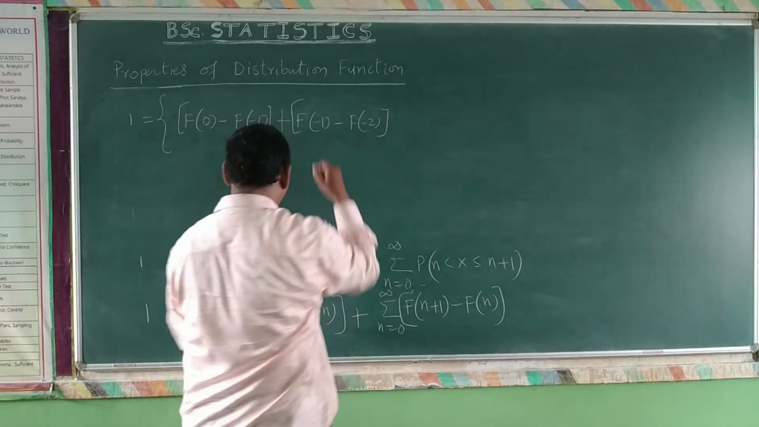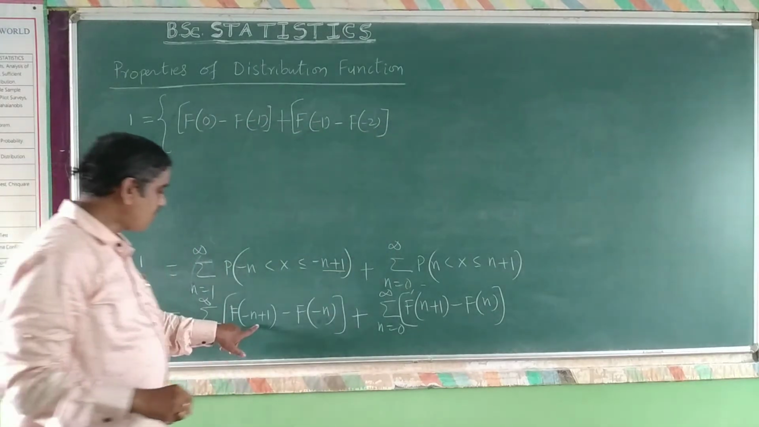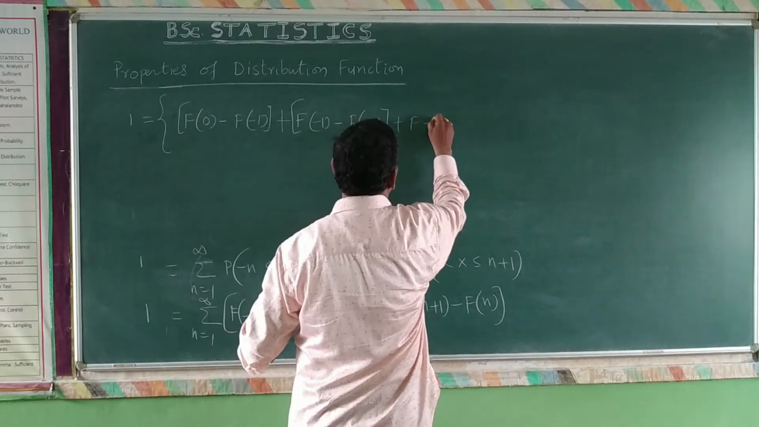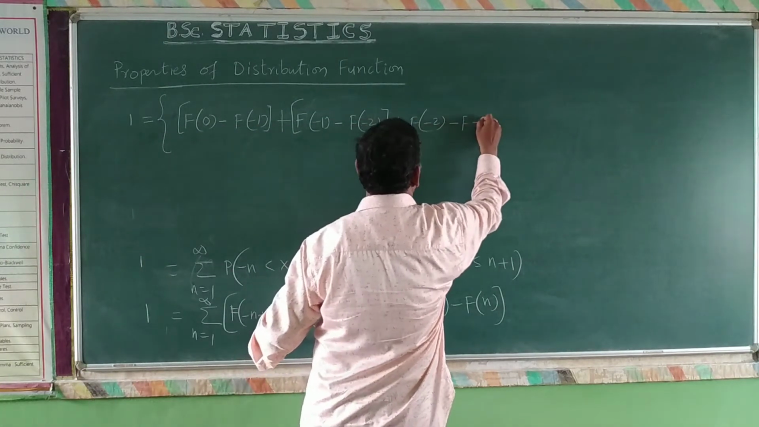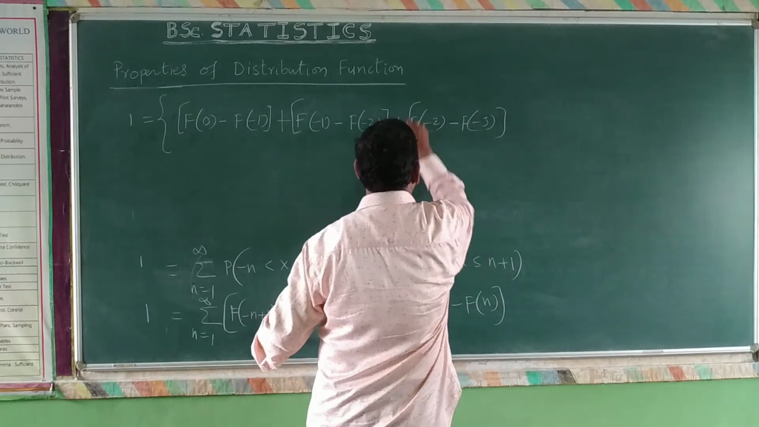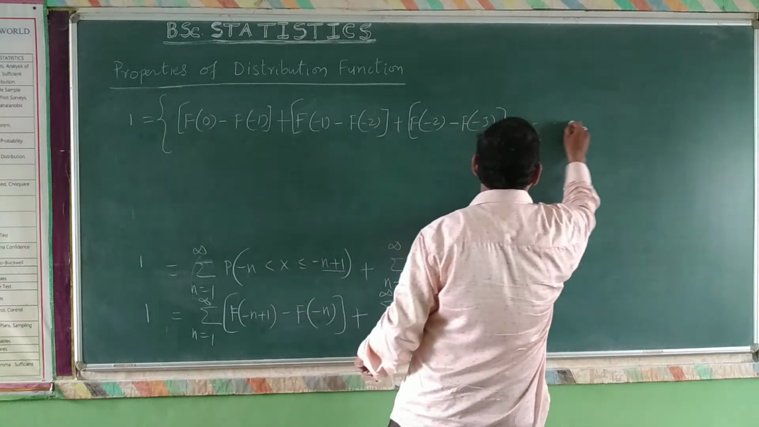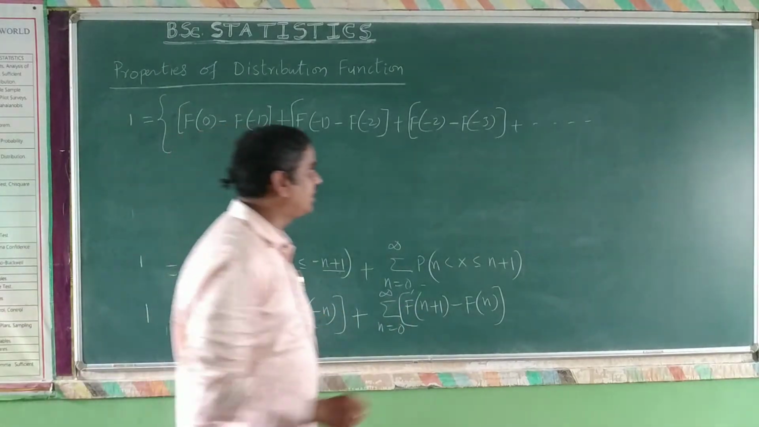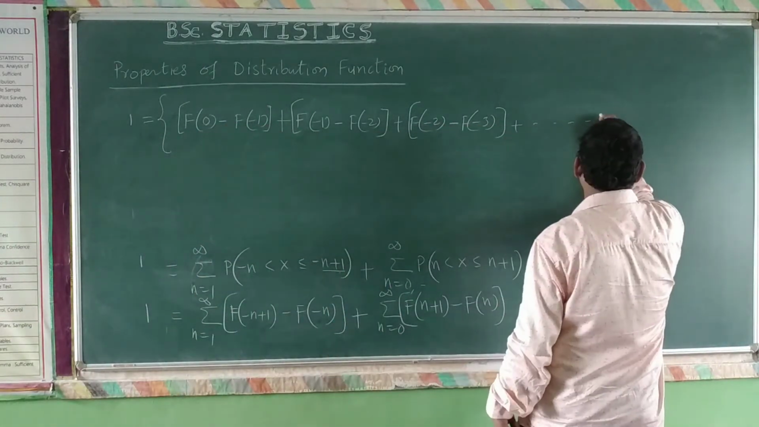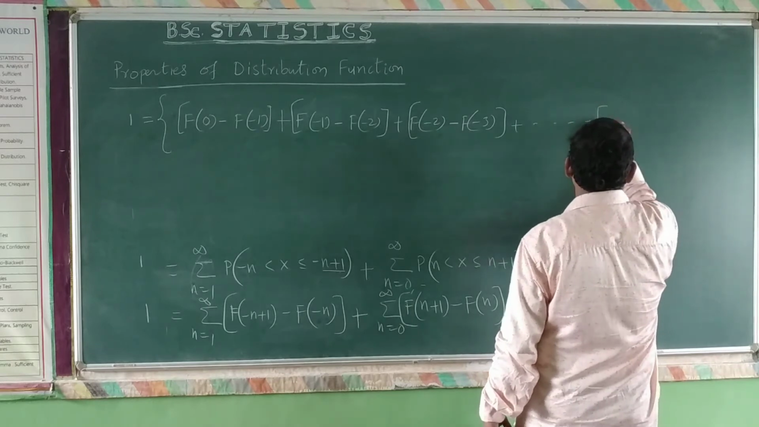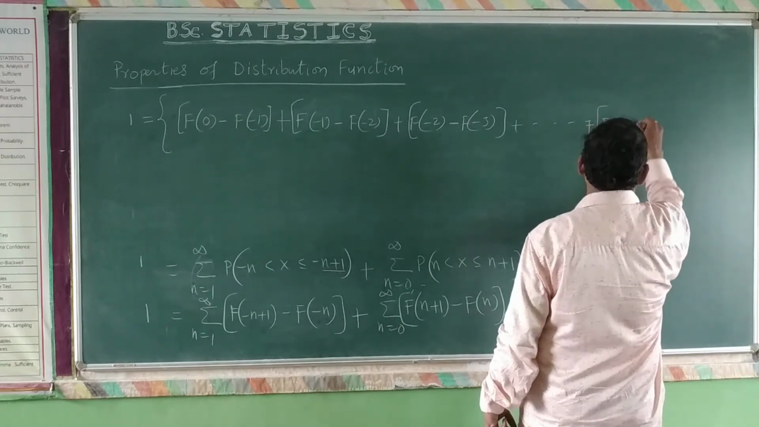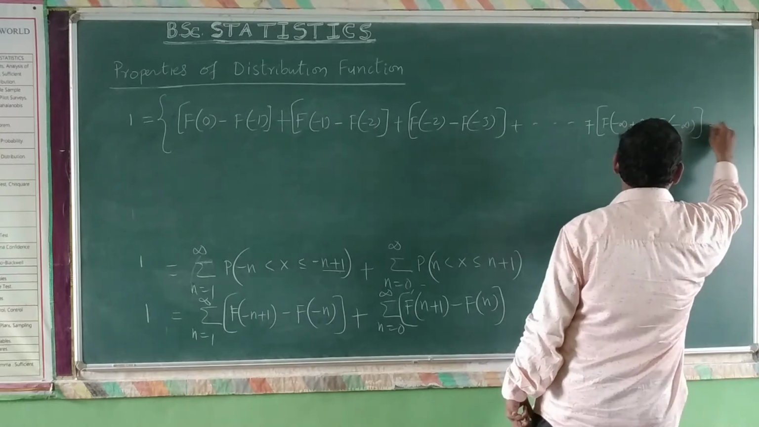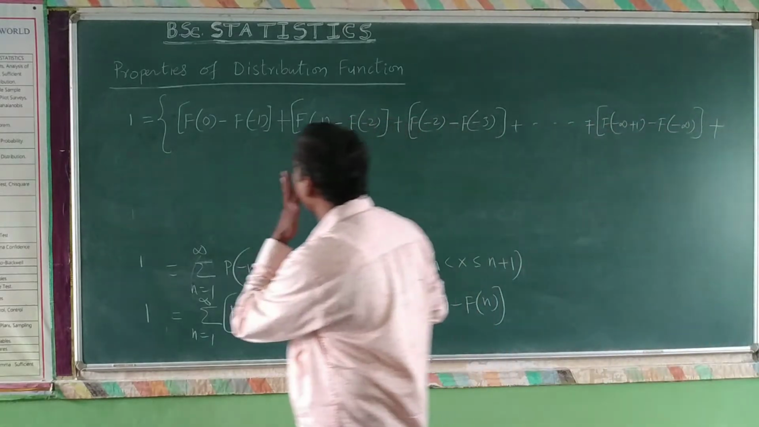Substitute one more term, n is equal to 3: f of minus 3 plus 1, that is f of minus 2, minus f of minus 3, plus and so on. The last one, substitute infinity: f of minus infinity plus 1, minus f of minus infinity. Okay, plus. Now the next term starts.